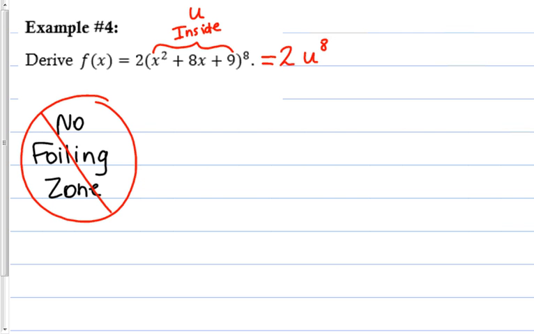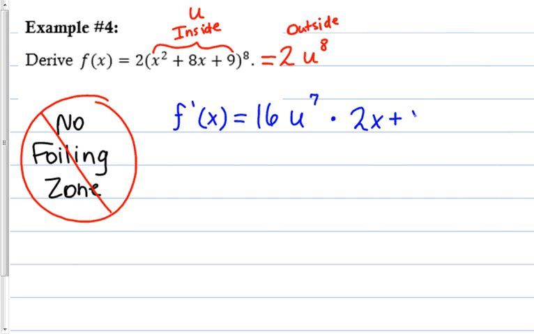So with proper notation, I'm deriving, therefore f prime of x equals, okay, what's the derivative of the outside? Bring the 8 to the front: 8 times 2 is 16, u, and then subtract 1, so 7. Times the derivative of the inside. The inside is x squared plus 8x plus 9, so let's derive that. I get 2x plus 8. And there is my derivative.